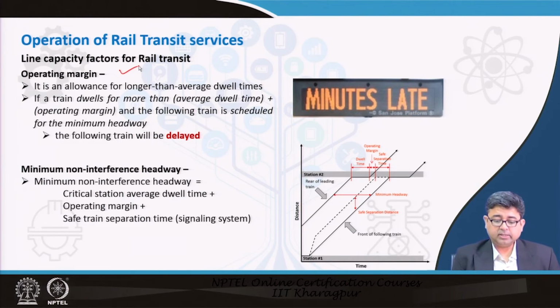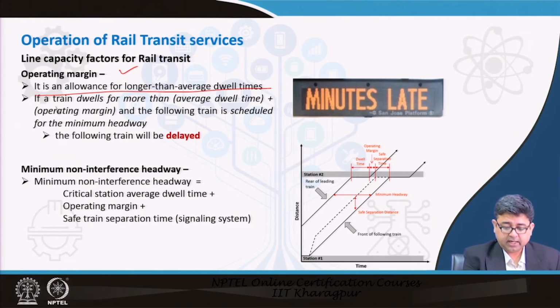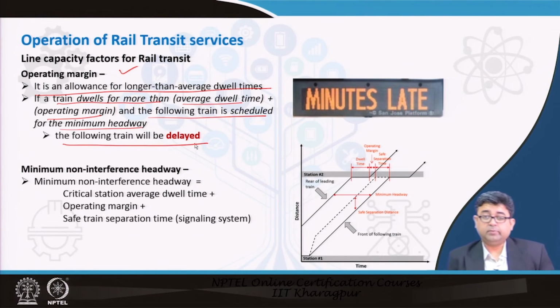Operating margin, now this is something that rail systems always worry about. This is an allowance for longer than average dwell times. Usually what happens is sometimes the trains wait at a station for a longer period of time because there are multiple cars in a train, and to load and unload passengers it may take longer than average dwell times. So, if a train dwells more than the average dwell time plus the operating margin, and the following train is scheduled with the minimum headway, then the next train will be delayed, right.